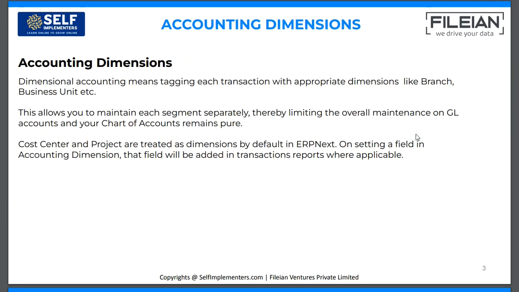Accounting dimension module means tagging each transaction with appropriate dimension like branch, business unit, etc. This allows you to maintain each segment separately, thereby limiting the overall maintenance of general ledger accounts, and your chart of account remains pure. Cost center and project are treated as a dimension by default in ERPNext. On setting a field in accounting dimension, that field will be added in a transaction report where applicable.